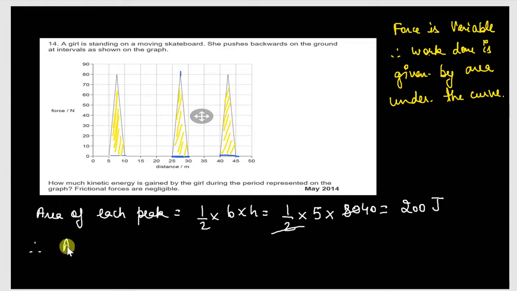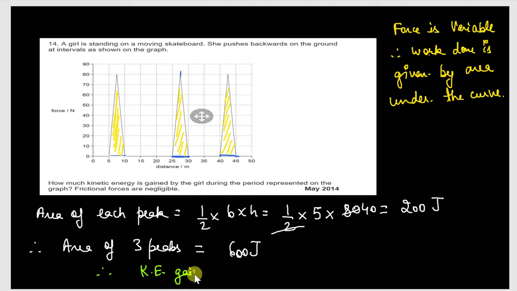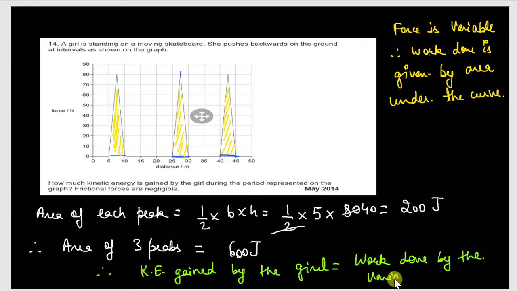Now area of each peak is 200 joules. So therefore area of 3 peaks will be how much? 600 joules. And I hope from the chapter of work and energy, you remember that work done provides the kinetic energy. So the question here was how much kinetic energy is gained by the girl during this period. I would say the kinetic energy gained by the girl is equal to the work done by this variable force. So therefore kinetic energy is also equal to 600 joules.